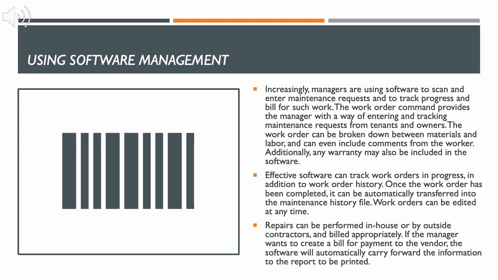Using software management. Increasingly, managers are using software to scan and enter maintenance requests and to track progress and bill for such work. The work order command provides the manager with a way of entering and tracking maintenance requests from tenants and owners. The work order can be broken down between materials and labor and can even include comments from the worker. Additionally, any warranty may also be included in the software. Effective software can track work orders in progress in addition to work order history. Once the work order has been completed, it can be automatically transferred into the maintenance history file. Work orders can be edited at any time.